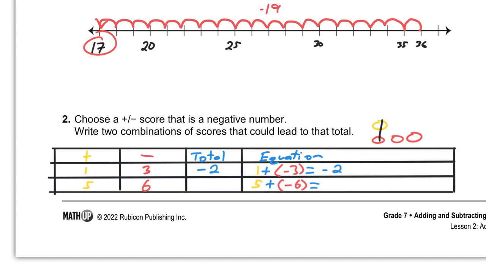Well, let's write it down. 1, 2, 3, 4, 5 positive counters. 1, 2, 3, 4, 5, 6. We can tell that these are all 0 pairs. So we don't need to worry about those. We just look at the one that's left over, which is 1 negative. So we've got a score of -1 here, and the total is -1.